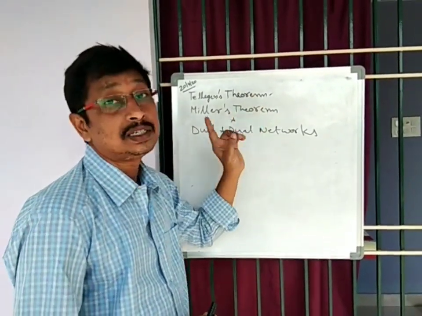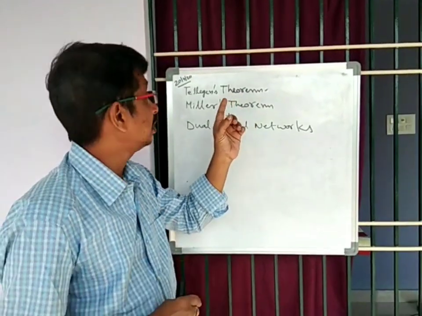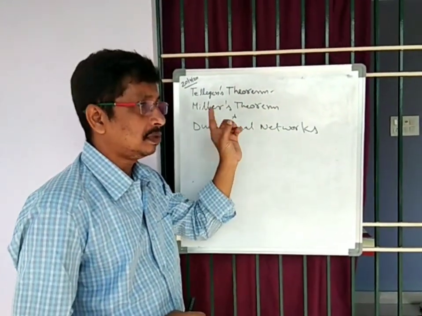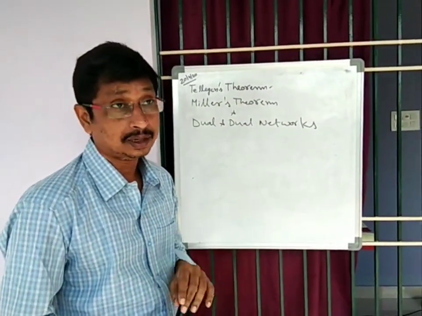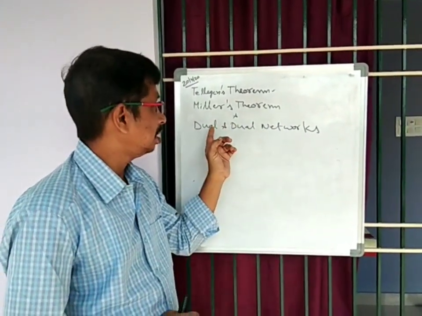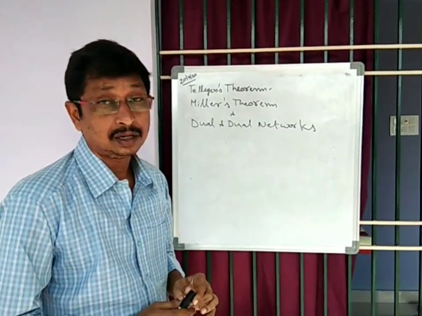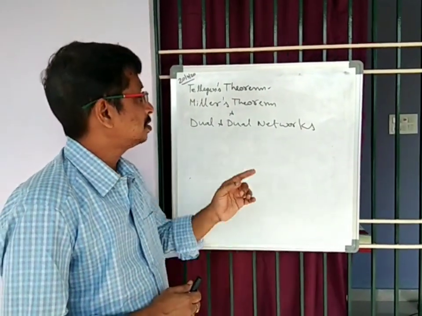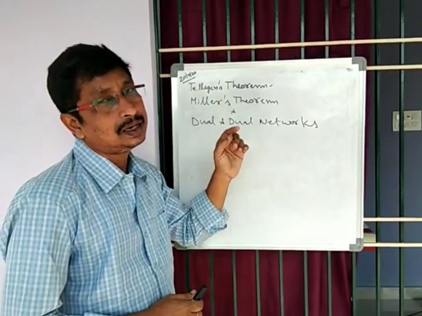Those two theorems are Millman's theorem and Miller's theorem. These two are very simple theorems. And duality, dual networks, is another concept. First, let us see Millman's theorem.